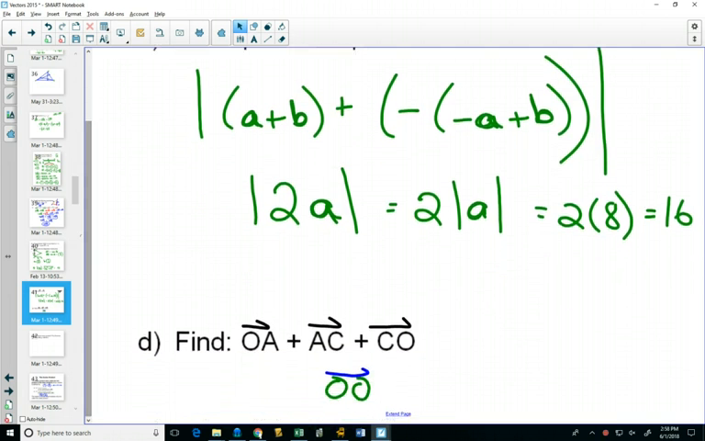And finally, in part D, if you add OA plus AC plus CO, you get, uh-oh, you haven't gone anywhere. A 0 vector.